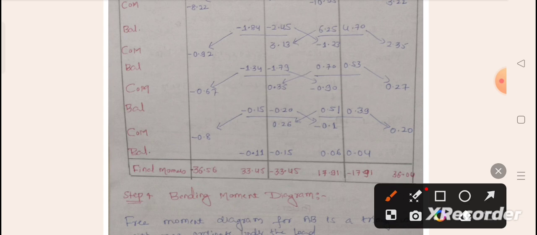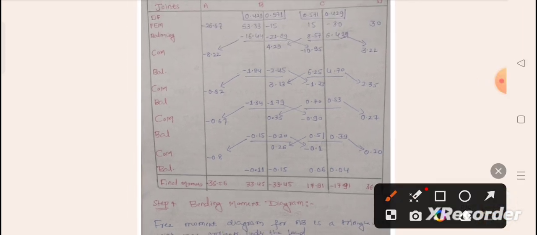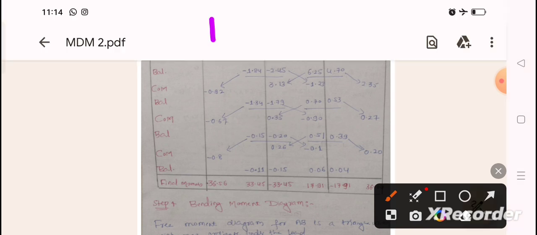So you have to perform this up to nearly equal to 0. Maximum 3 to 4 iterations are sufficient. Don't go for more than 3. After that, here 0.11, minus 0.11, 0.15, 0.06, 0.04. Up to this one is sufficient, I think. Nearly 3 is sufficient. Next, you do the addition of all this.